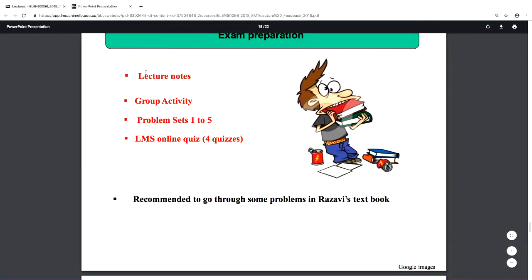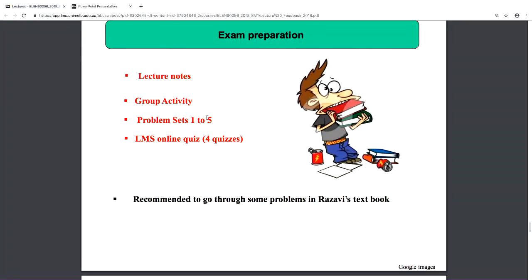But if you have already done this one, please go through some problems in the back of Razavi's textbook. And for the problem sets, please try to understand. As I said, please don't sit down, see the question, see the answer, see the question, see the problem. Everything seems fine, but when you are in the exam hall, you will get stuck.